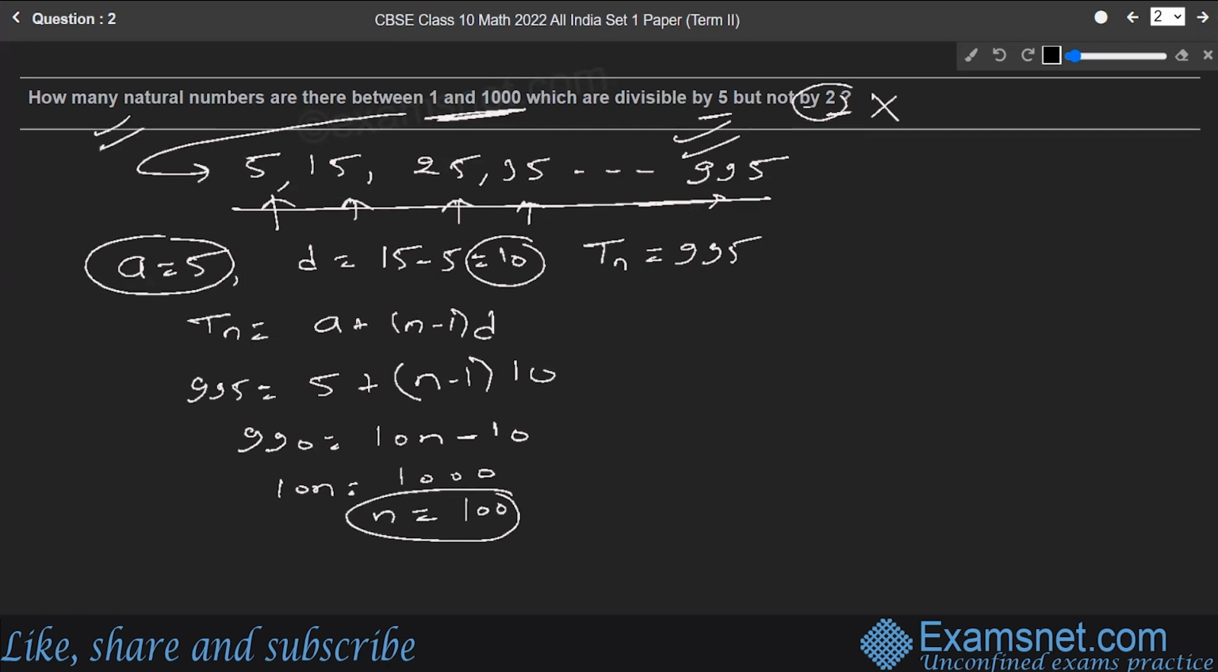How many natural numbers are there? So the natural numbers that are there are 100. So that is the right answer.